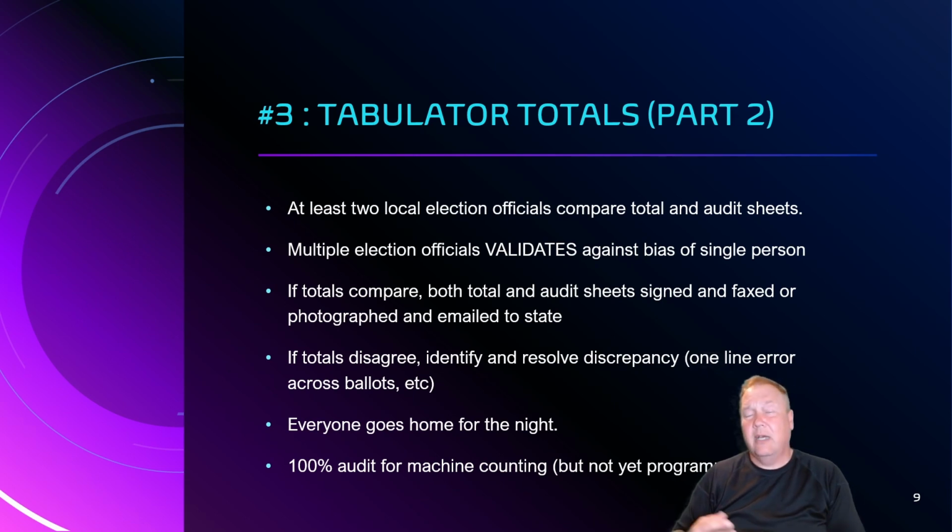Okay, so once everything's in agreement, you've scanned everything, you've totaled it up on your original machine, you've validated on the audit machine, you've done that with every machine, you've sent the images off to the state. Great, everyone goes home for the night. You're done. Okay, so you verified the machines are counting the same. You haven't validated they're counting correctly, you've validated they're counting the same.